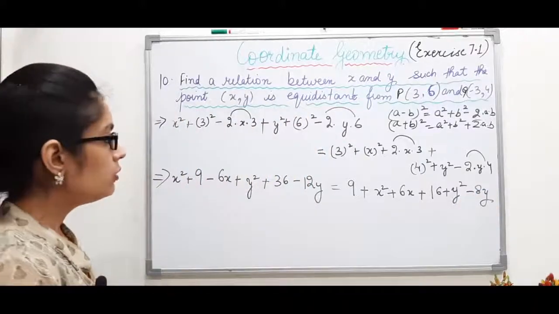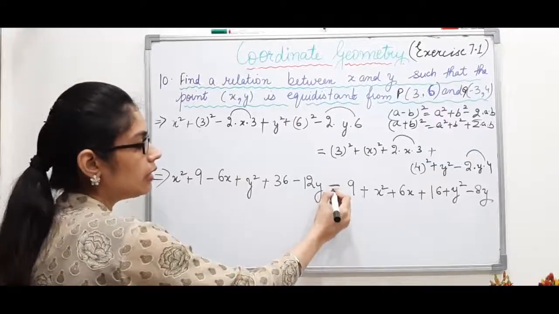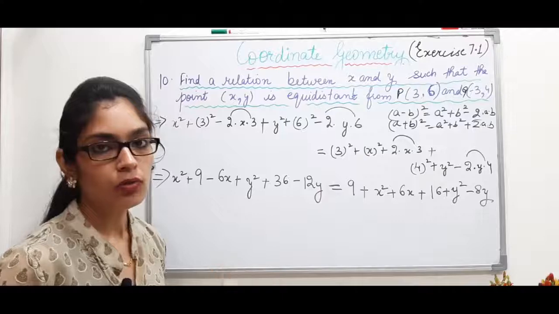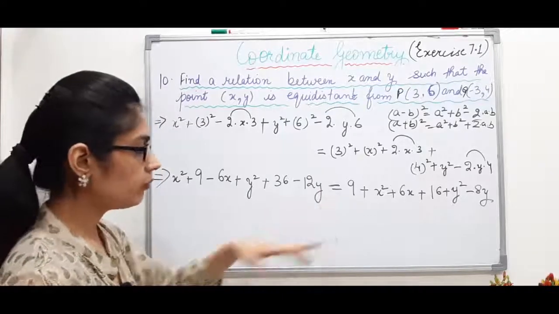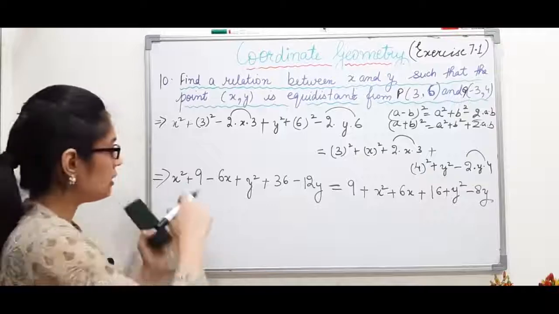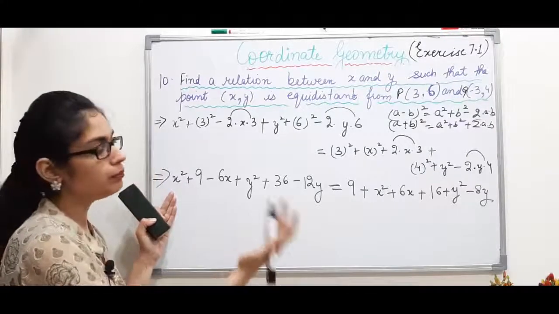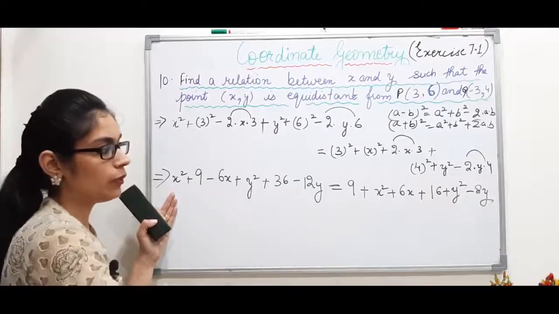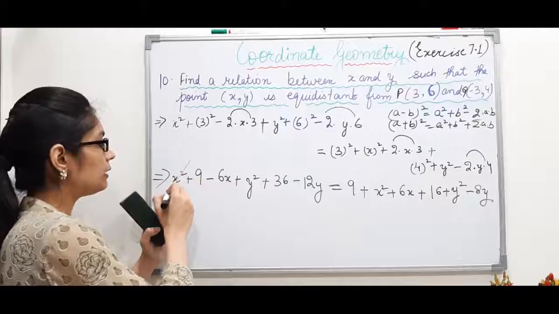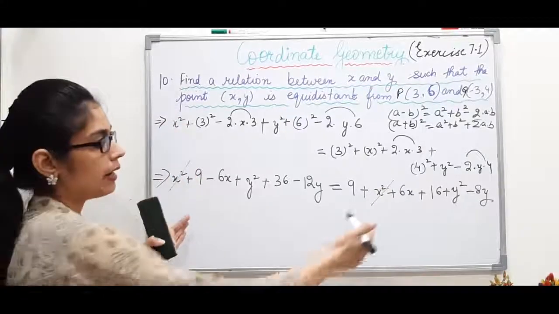Now just see which terms are same. Whenever same terms are there, and signs should also be same on both the sides of equal to, you can directly cancel them. Because if you change the side also, see, if this is x square, if you shift x square to this side also, it will be changed to minus x square. So x square minus x square it will be 0.